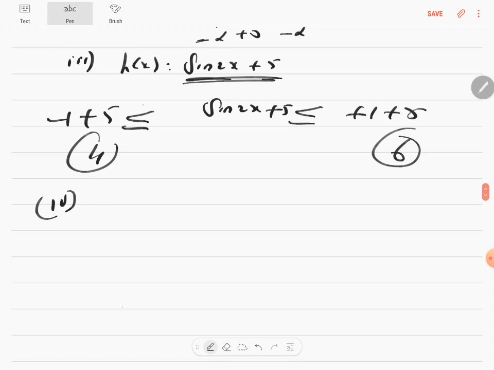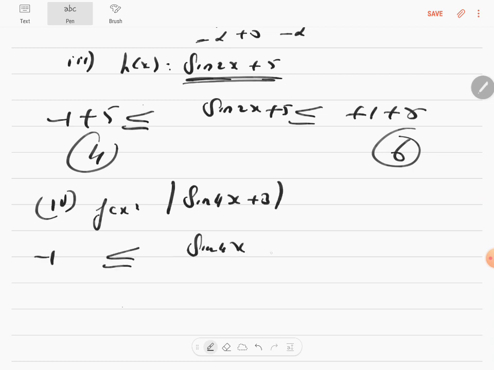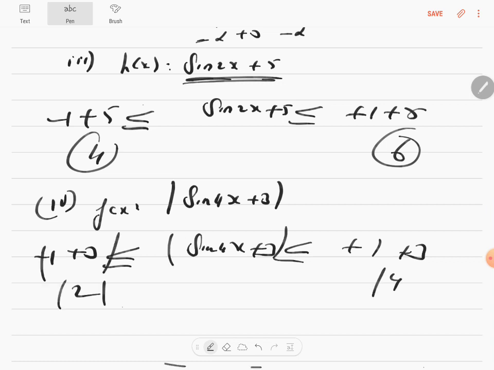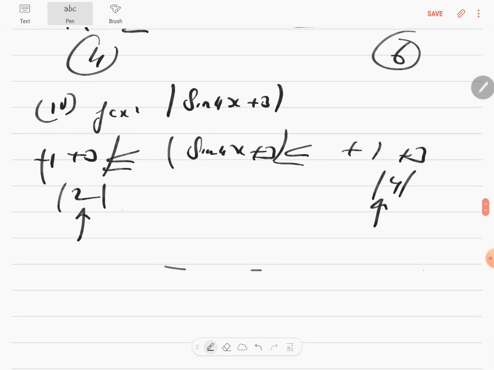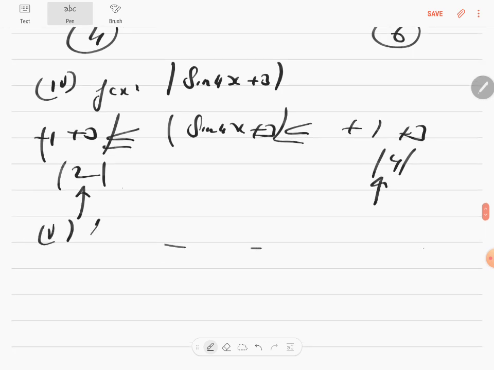Which is f of x is equal to mod of sine 4x plus 3. And you know, sine 4x here lies between minus 1 and plus 1. Add a plus 3 on all sides. You will get a 2 and a 4. And even if you put a mod, it's not going to affect your answer because you got only positive answers. So minima is 2 and your maxima is 4. So let's go to next question, which is h of x is equal to x plus 1.